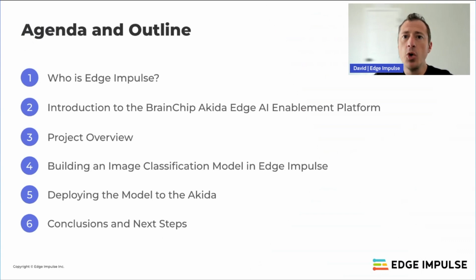Let's take a look at our agenda for the day. First, I'll cover who is Edge Impulse. Then I'll be joined by Josh Buck, our senior silicon solutions engineer, to give an introduction to the BrainChip Akida processor and Edge AI Enablement Kit. Next, I'll give an overview of the project we'll be demonstrating today. I'll walk through how to build an image classification computer vision model in Edge Impulse, and we'll take that model and deploy it onto the Akida Enablement Platform. We'll finish with a wrap-up and conclusions on possible next steps in a journey from prototype to production Edge AI devices. But first, let me cover two quick items to get us all on the same page.